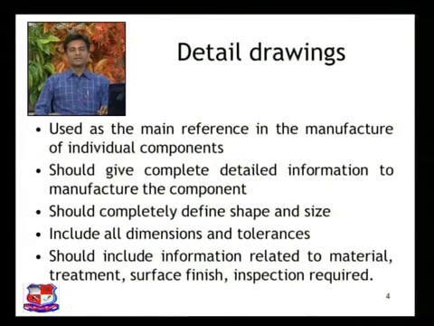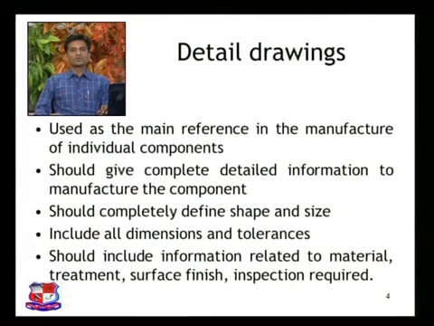A detailed drawing is used as the main reference in the manufacturing of individual components. If you want to manufacture individual parts, detailed drawings are necessary. With the help of an assembly drawing, manufacturing would be difficult because the details are not included. In a detailed drawing, details like the part number, part material, manufacturing process, surface roughness and dimensions are all mentioned. Hence, it is used as the reference to manufacture individual components.